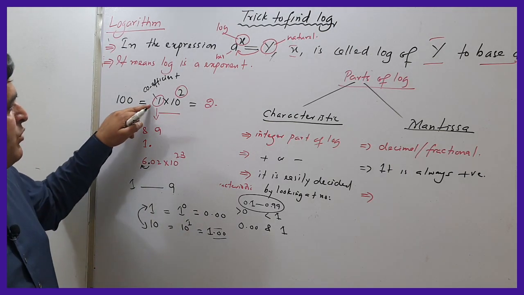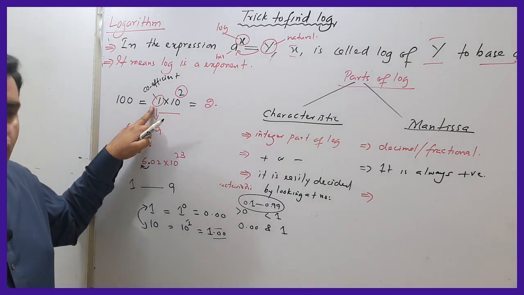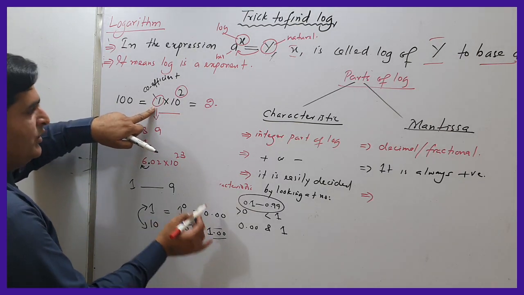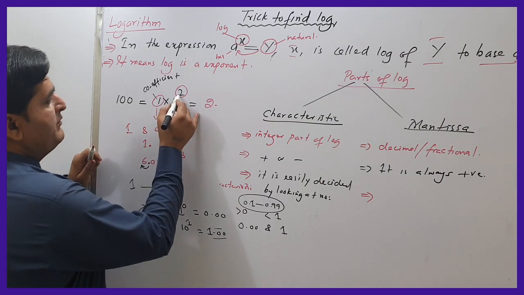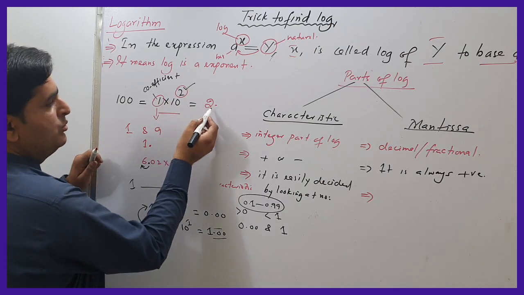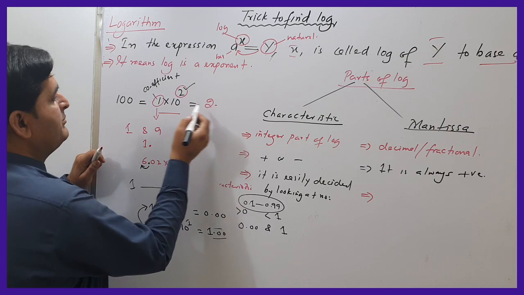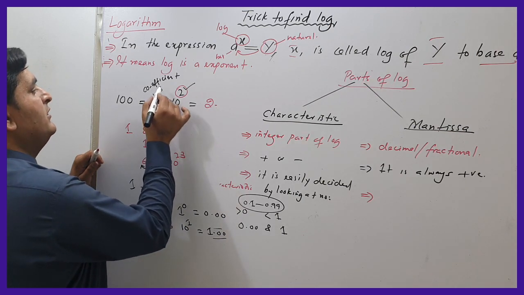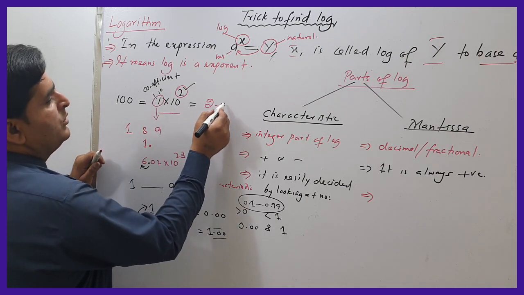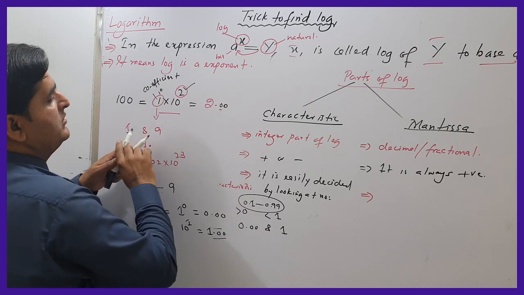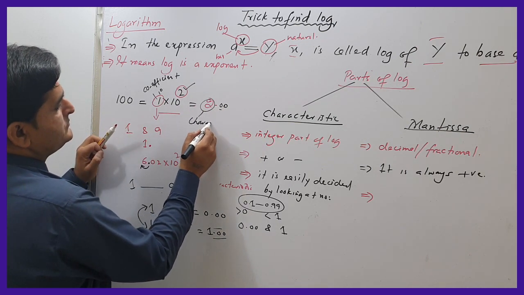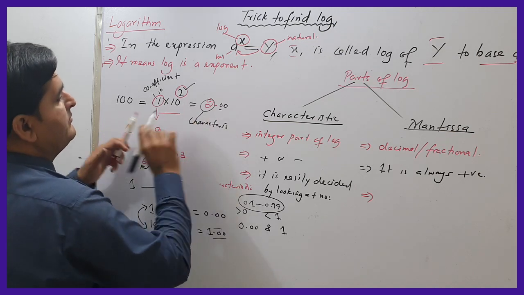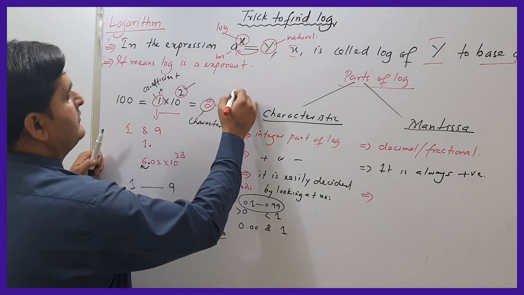So if your coefficient is 1, the mantissa will be 0, as the logarithm of 1 is 0. The logarithm of 10 to power 2, exponent 2, is 2, so its characteristic is 2, the integer part. The logarithm of 1 will be 0, so this is its characteristic, and this decimal or fractional part is the mantissa.